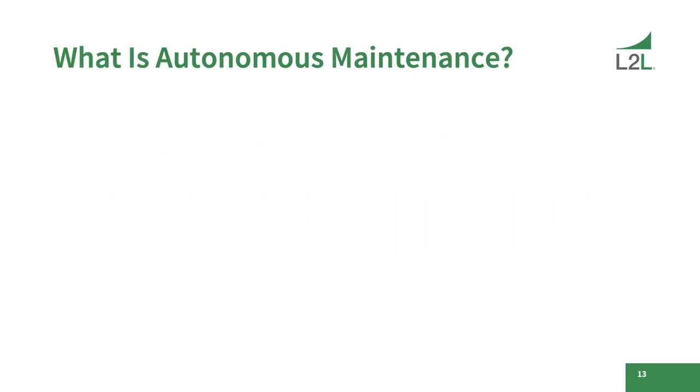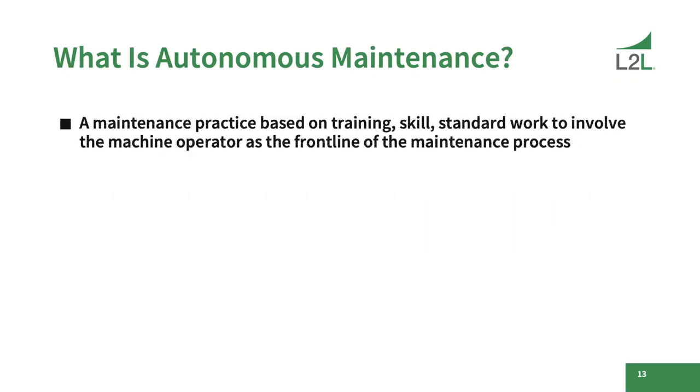Okay, so let's talk a little bit about what autonomous maintenance is. It's a practice based on skills, standard work, if you will, of the frontline operators. The operators being the front line of the maintenance process, and I liken it to the operator of a vehicle. People that get in a car, they should do some basic stuff. They should make sure it has gas. They should make sure it has air in the tires. They should make sure that, if the check engine light comes on, they take it into a mechanic and get it fixed. There's some basic things. They are the front line of the maintenance system for that piece of equipment.